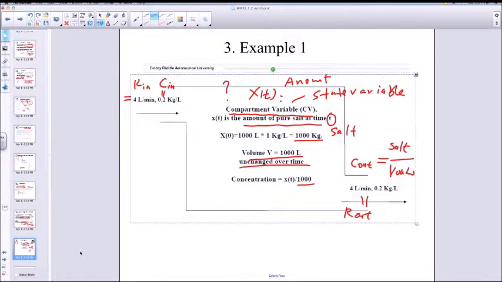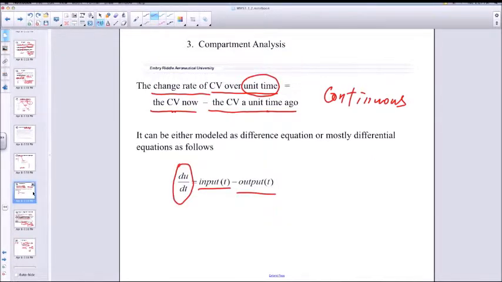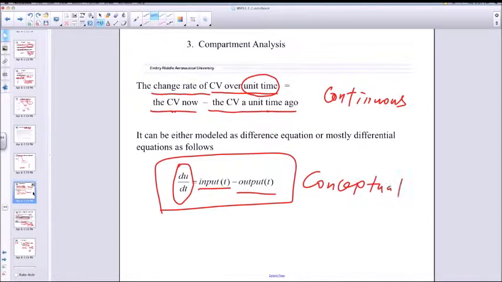Well, but still pretty messy. How can this be a differential equation? Well, believe it or not, the differential equation is right here at the conceptual level. You do not know the quantity, but qualitatively, the change rate equals the input rate of pure salt minus the output rate of the pure salt, right? Clear? Okay.